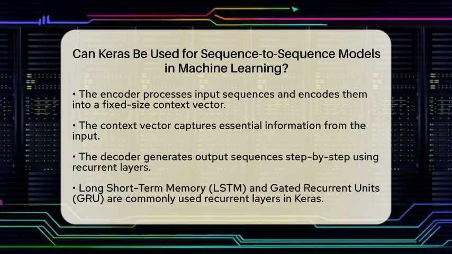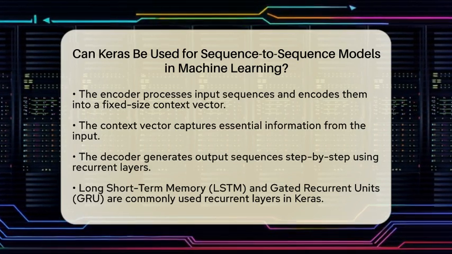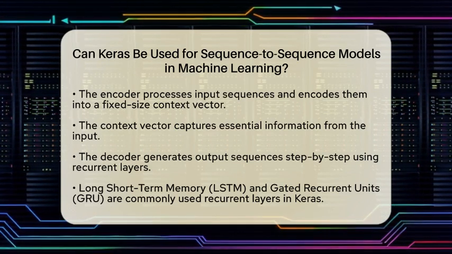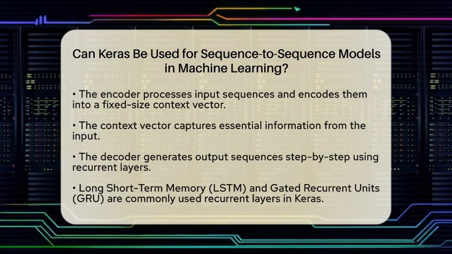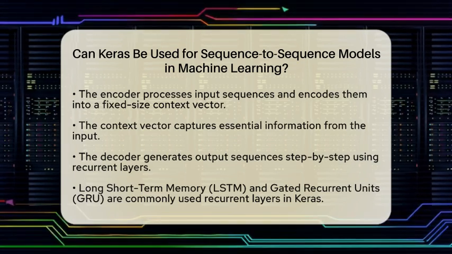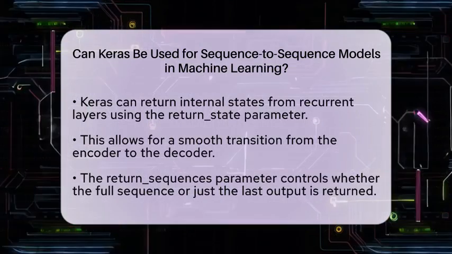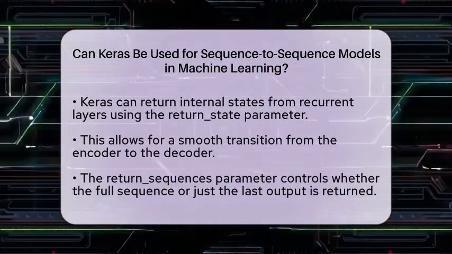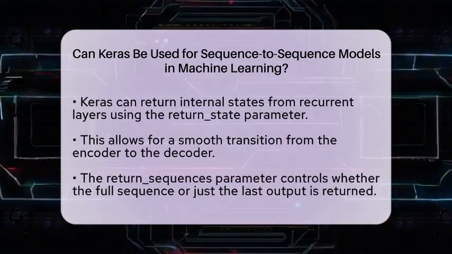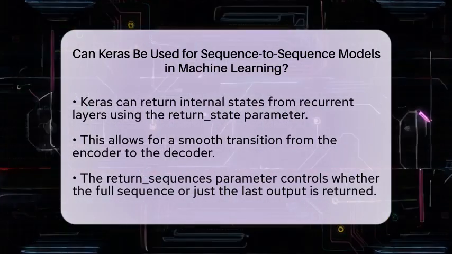Another important feature is the control over the output of recurrent layers. You can choose whether they return the full sequence of outputs or just the last output using the return sequences parameter. This is crucial for decoding the output correctly. Keras also supports defining custom inference loops. This allows you to generate output sequences token by token during prediction, which is particularly useful for tasks like language translation.